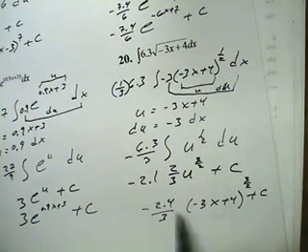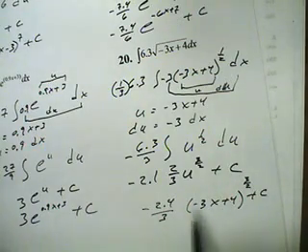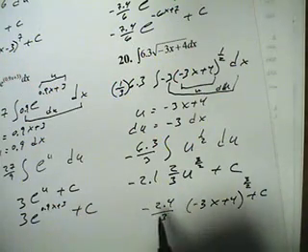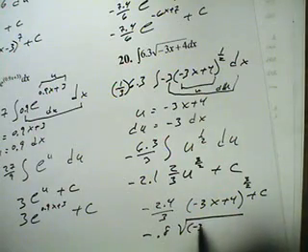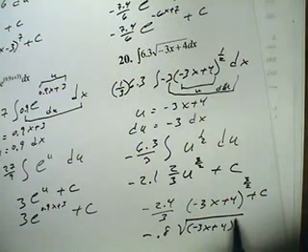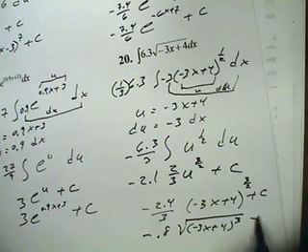Now, I can keep this way and it'll be fine, but I can simplify a little more. 3 goes into the 24 8 times, and I can return this to a root, which will be the square root of the negative 3x plus 4 raised to the 3rd power, and then plus c.